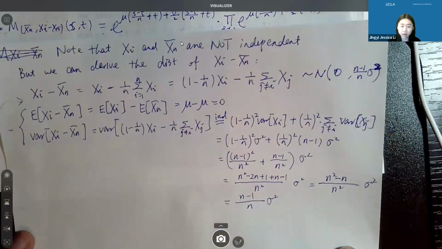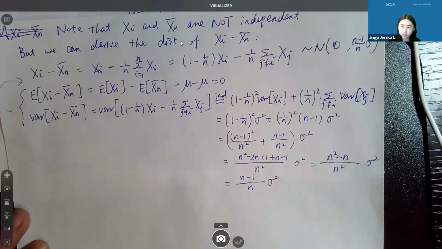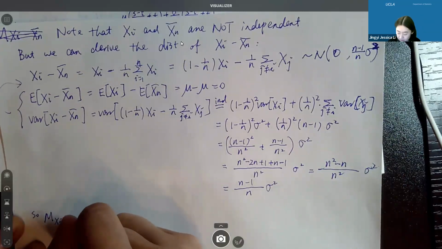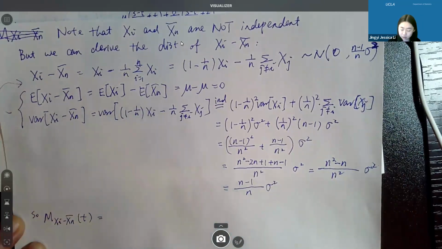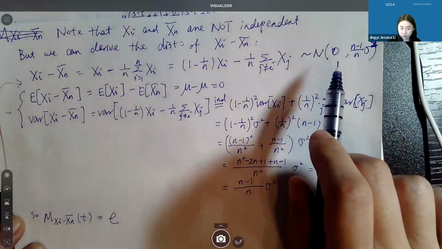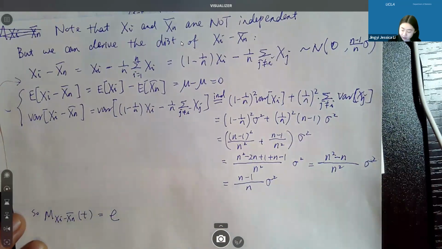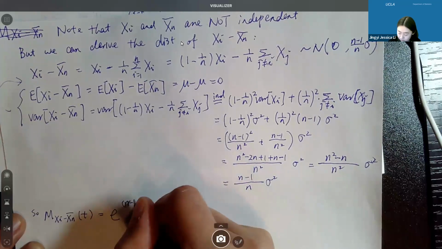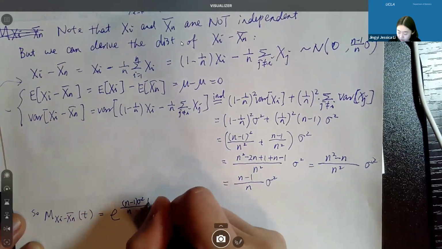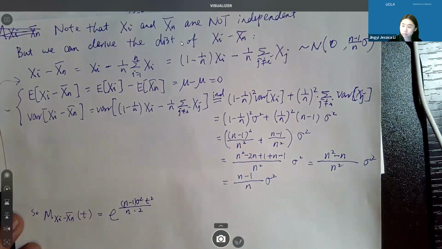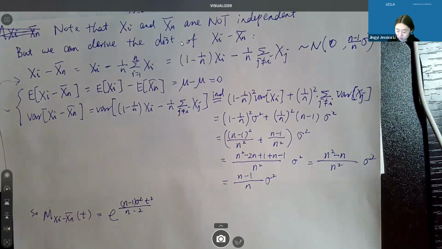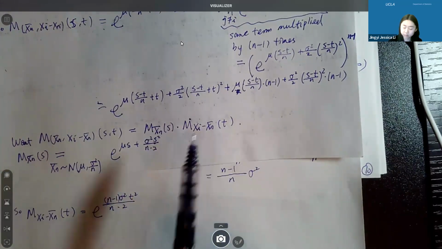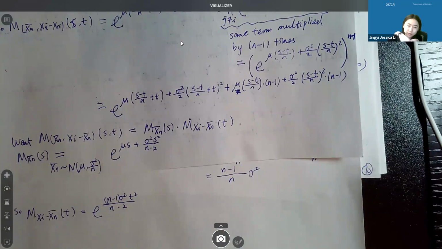So now let's look at the Mgf using the normal distribution's Mgf. The Mgf of xi minus xn bar at t would be equal to exponential of mu, which is 0, so mu times t will be 0. And what I'm left with is the variance. So it's n minus 1 over n sigma squared over 2 times t squared. So we're just using that formula. So are people with me? For the right-hand side, now we have this term and this term. Both are derived using the Mgf of the normal distribution.